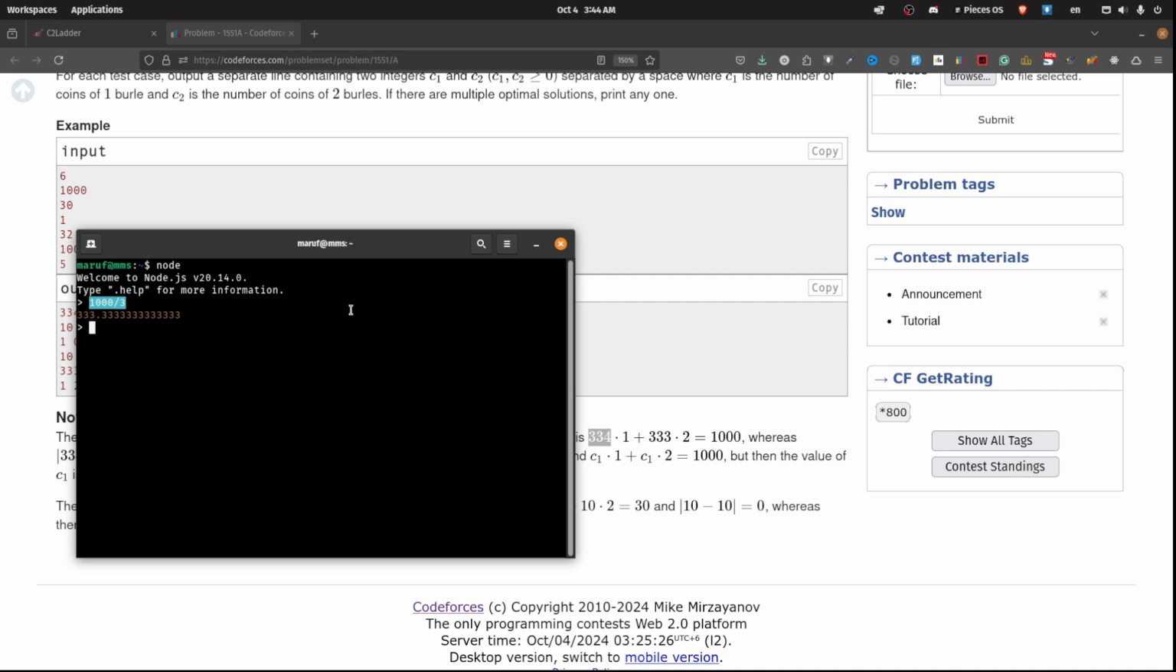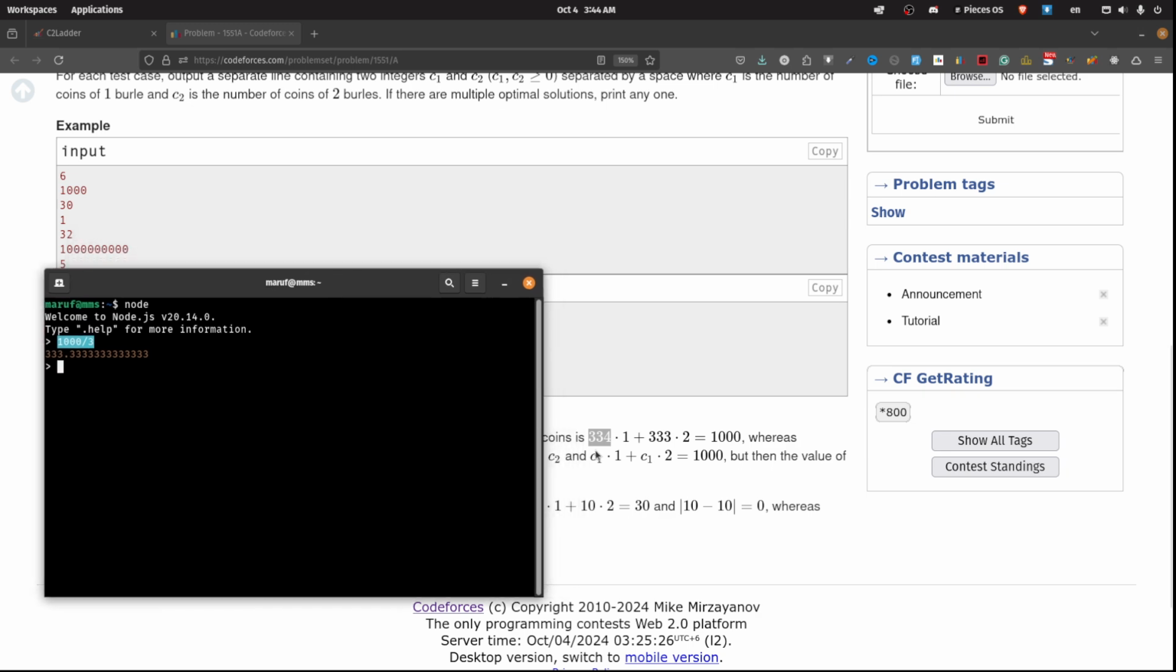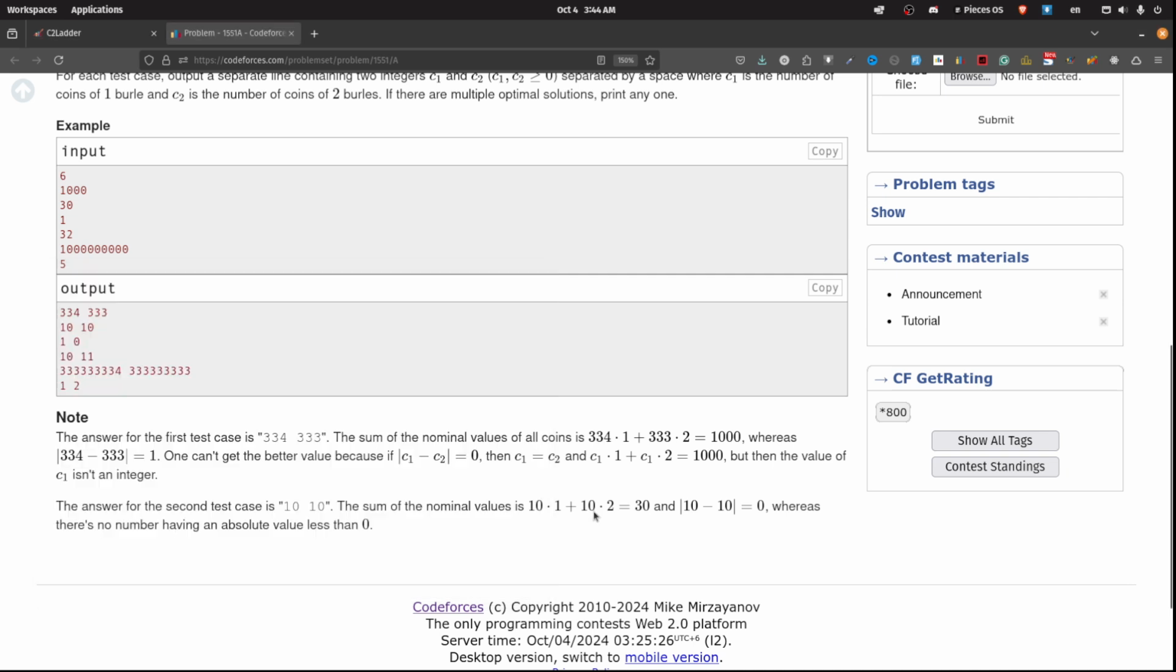Fine. And in this case, both of those values are the same. Also I have to take the minimum result. The answer for the second test case is 10, 10.